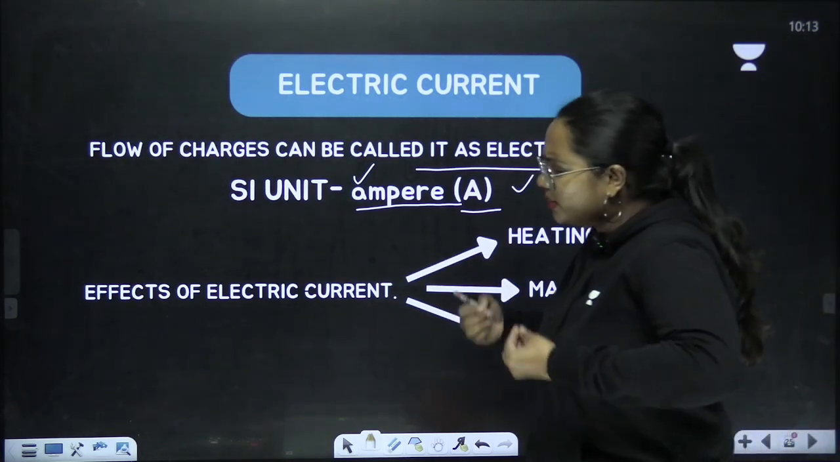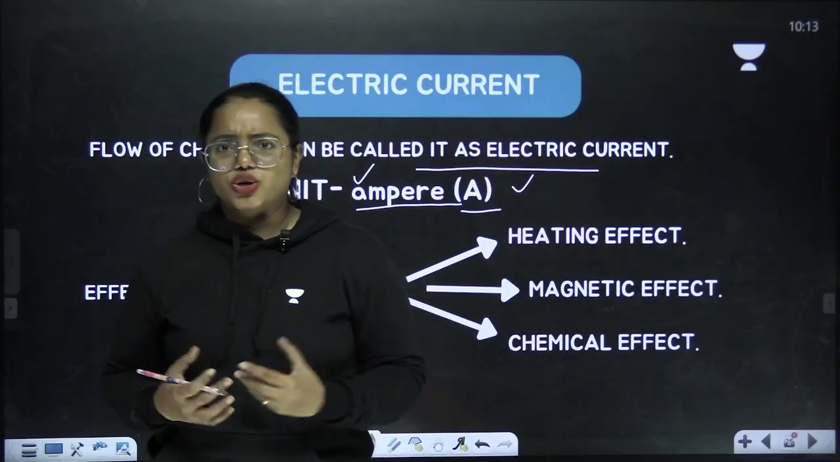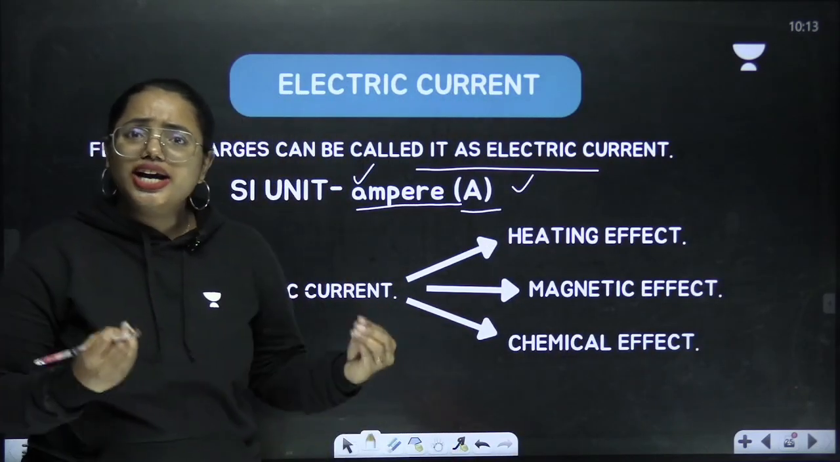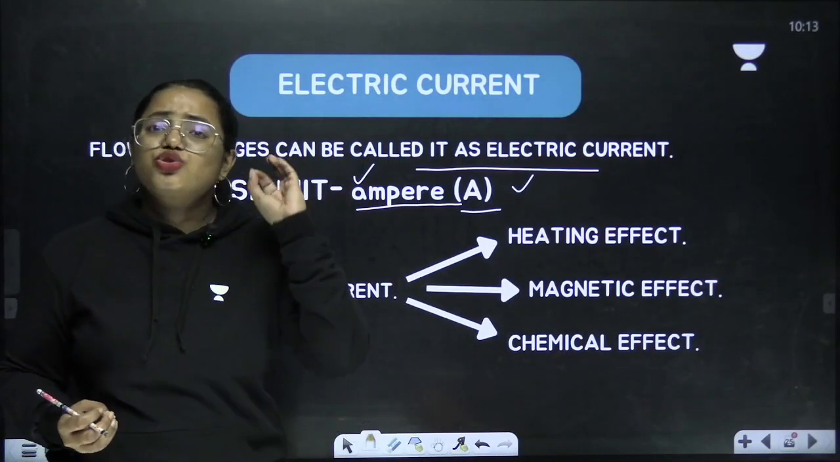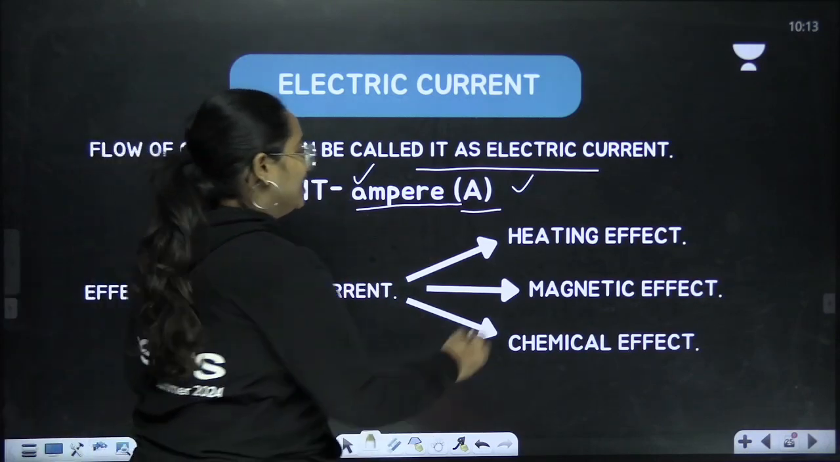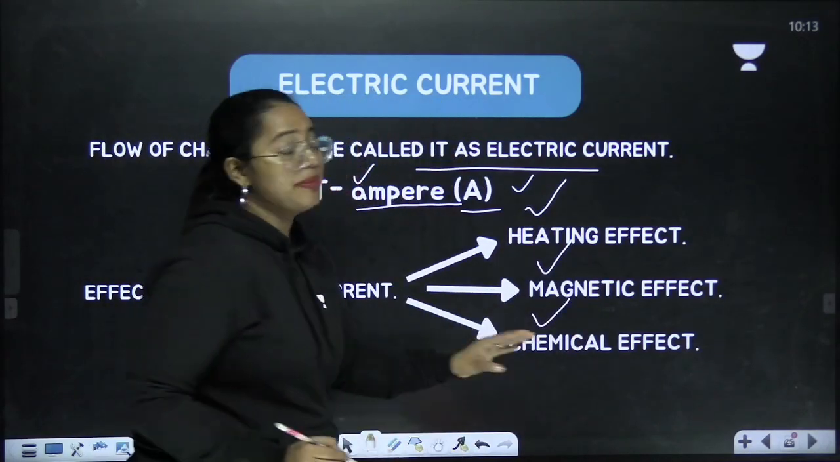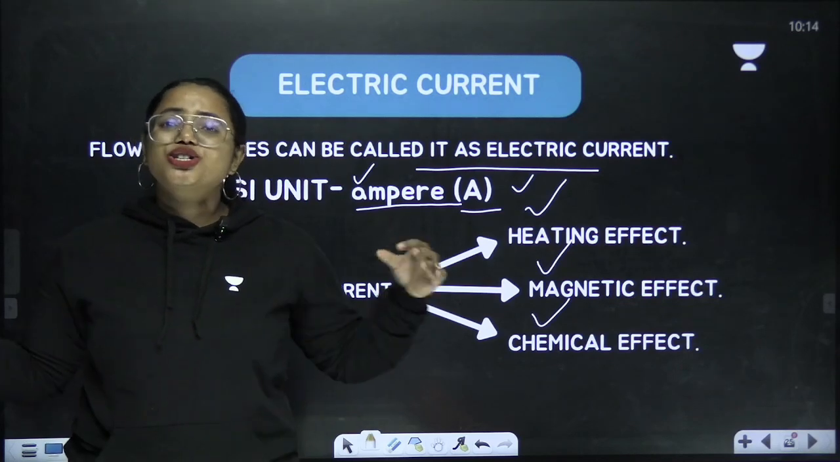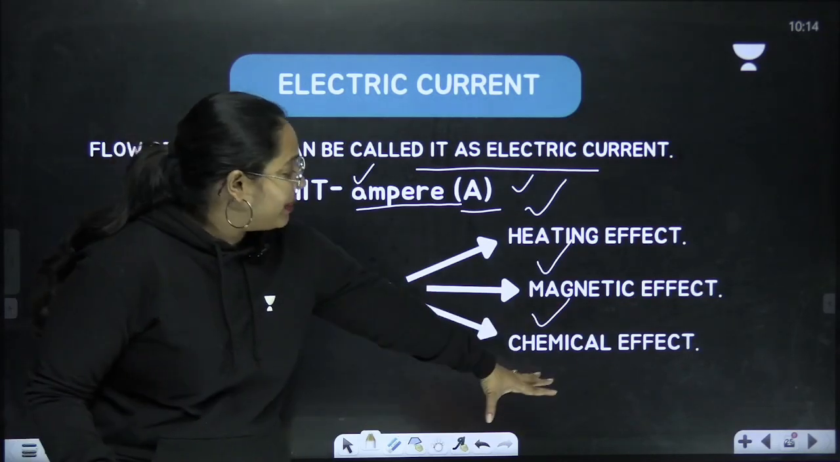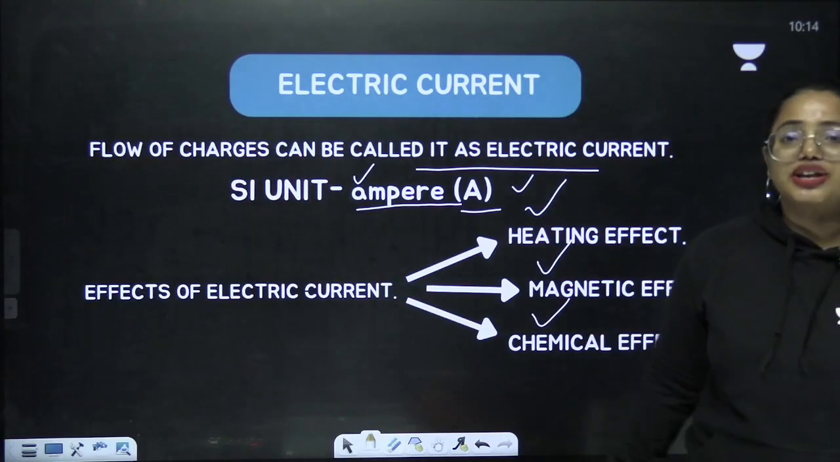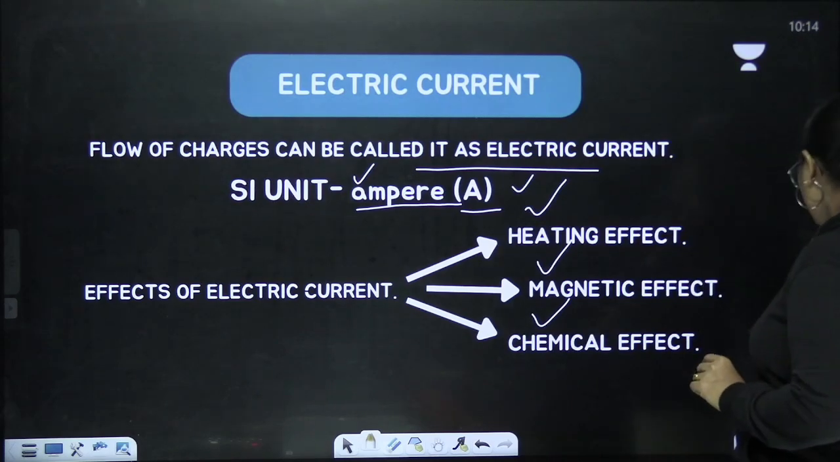But if you talk about the various effects of it, what are they? The electric current can have mainly three effects. What are they? Heating effect, magnetic effect, and finally chemical effect. So we are going to concentrate more on chemical effect today. Okay, so let's dive into the session and look at it.